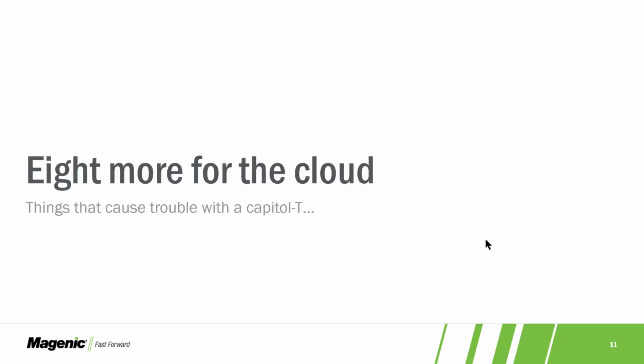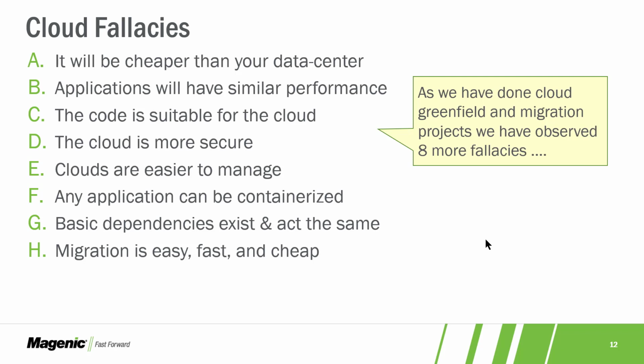Magenic has found 8 more for specifically cloud migrations. That's what my group does at Magenic. We help customers move to the cloud, whether that's making something that is greenfield, or whether we're migrating an existing data center, or we're trying to get some resiliency by spreading our workload between the data center and the cloud. Whatever the scenario, we've discovered 8 more fallacies. And for completeness, in respect to Mr. Deutsch, we've decided to letter ours to disambiguate one from the other. So let's talk about them.